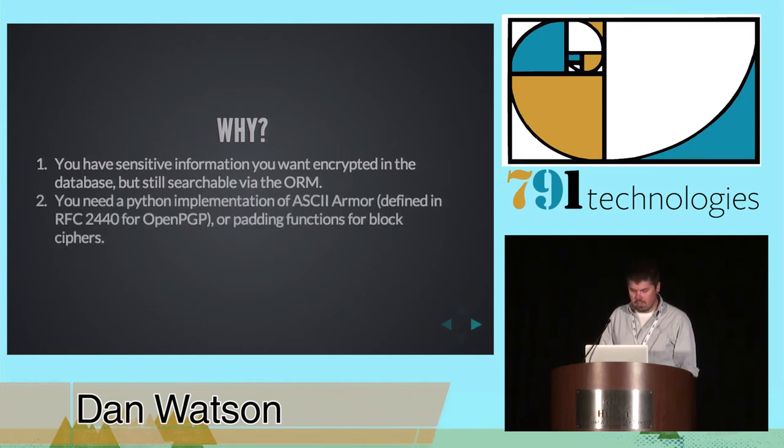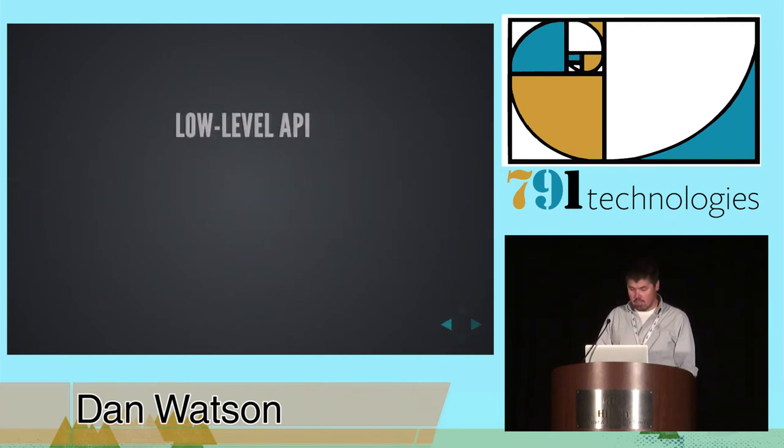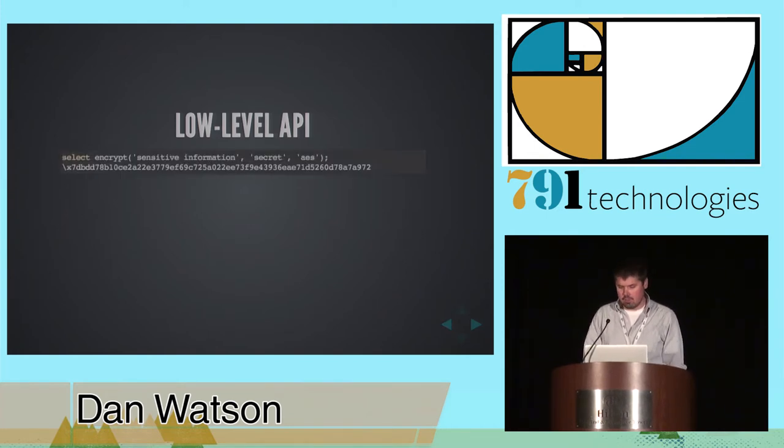I also have a couple functions that might be useful if you need to deal with ASCII armor, which is an OpenPGP message format, or padding functions for dealing with block ciphers. The low-level API is basically a collection of Python functions for dealing with pgcrypto. If you're using pgcrypto, in the SQL, you just encrypt data using a key file or a key string and a cipher, and that's what you get back.